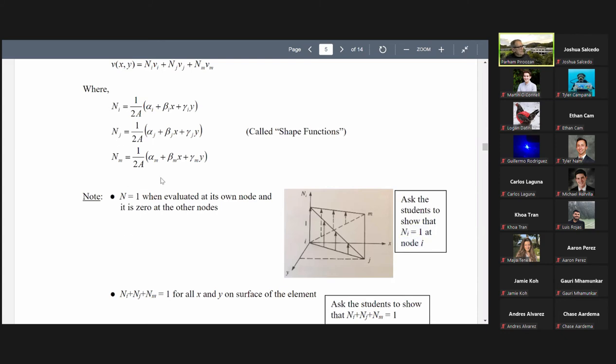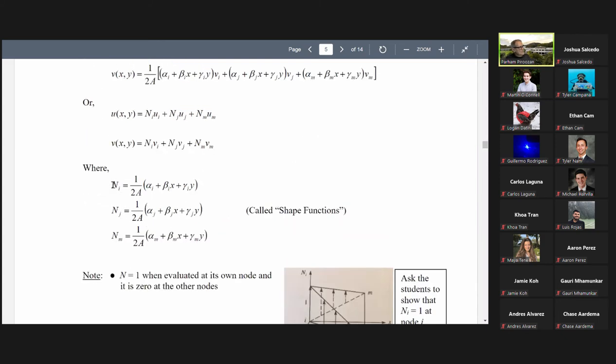Show that Ni is equal to 1. You have 2 minutes. This is Ni. Write it down. Have your paper and pencil ready. Write this one down: Ni is equal to 1 over 2a, alpha I plus beta Ix plus gamma Iy. Show that if you evaluate this at node I, it would be equal to 1.